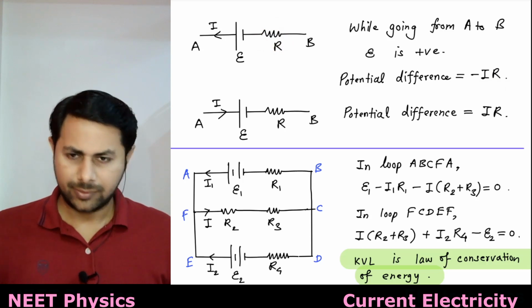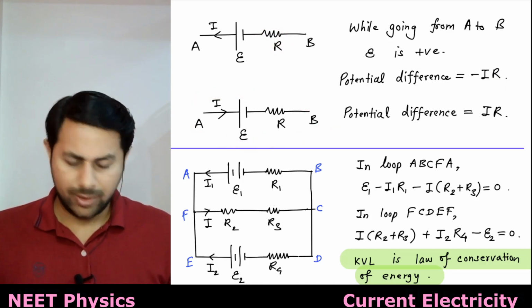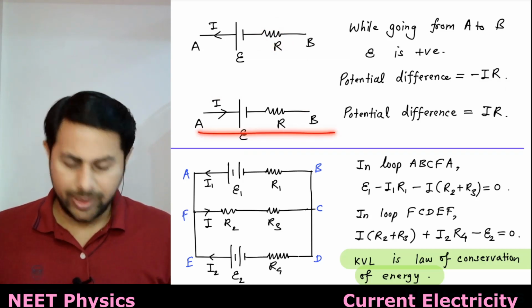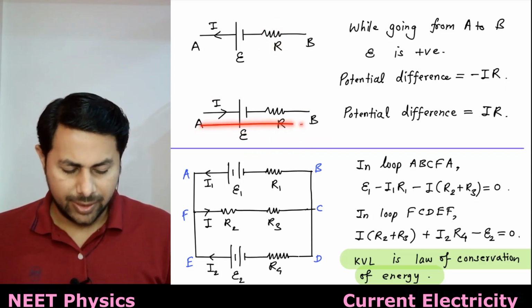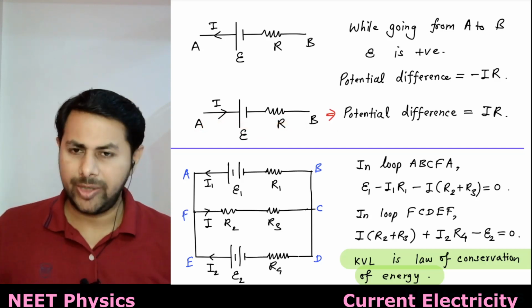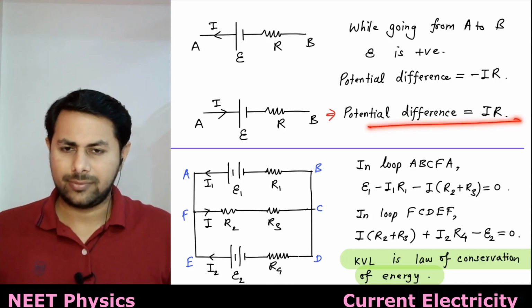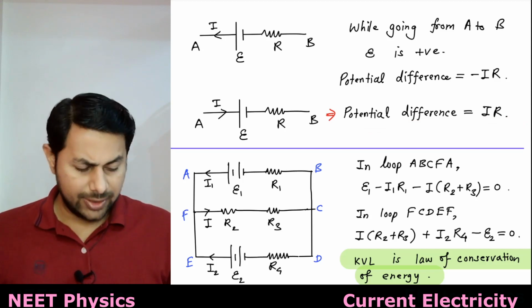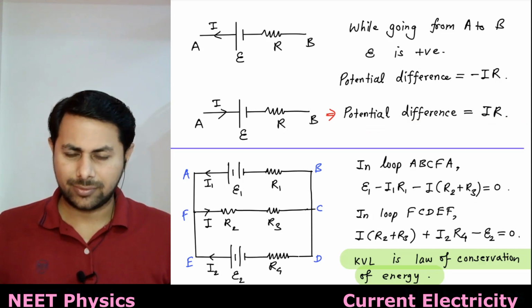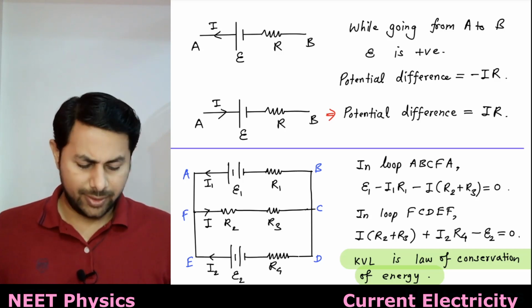Then if you consider this one, here again you are going from A to B, but now you are going in direction of current. So in this case the potential difference would be positive. Potential difference is just equal to I times R. Okay, this is clear everyone? Right? Okay, good.